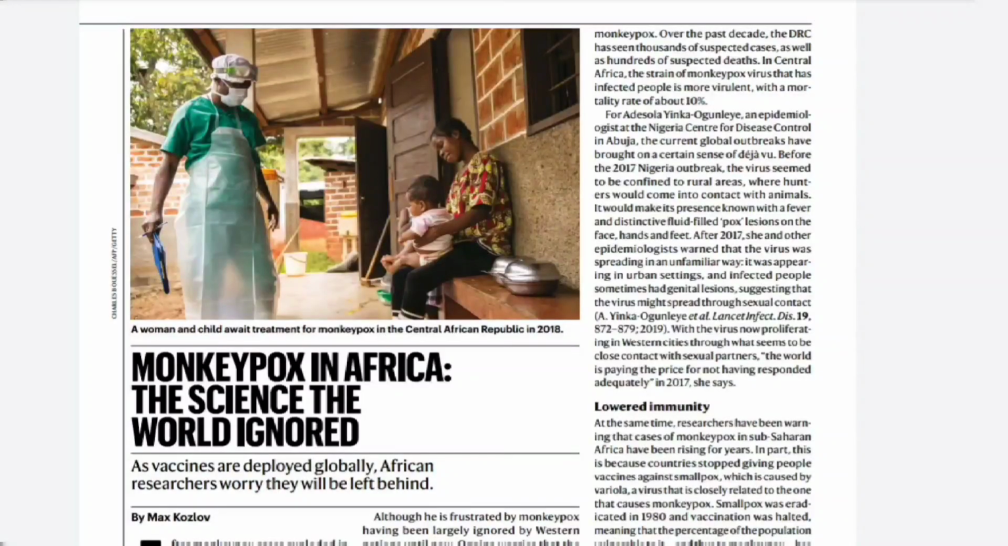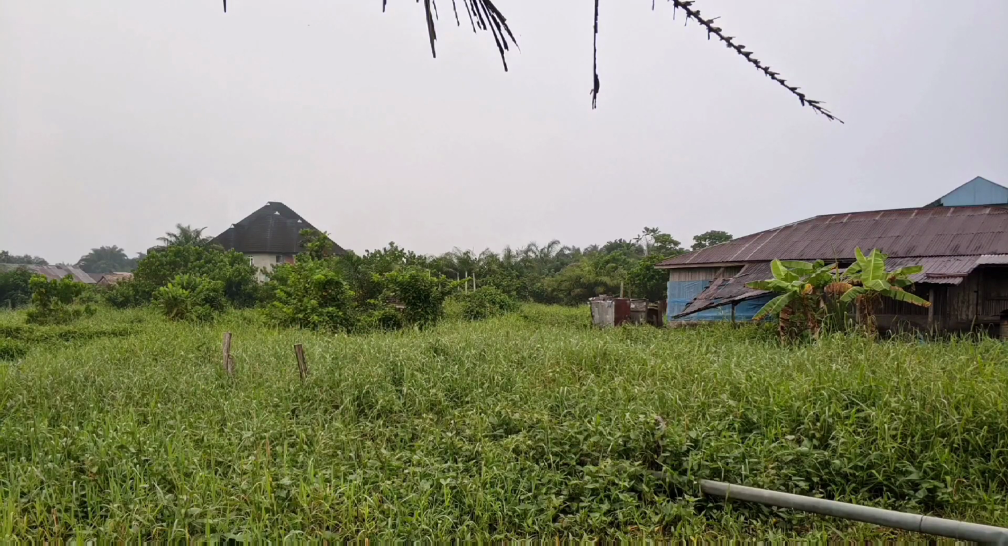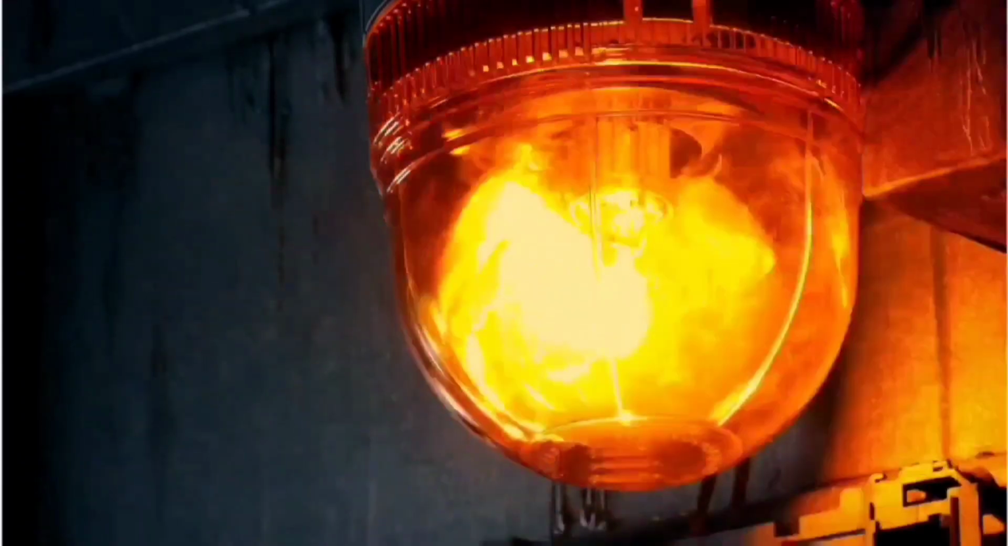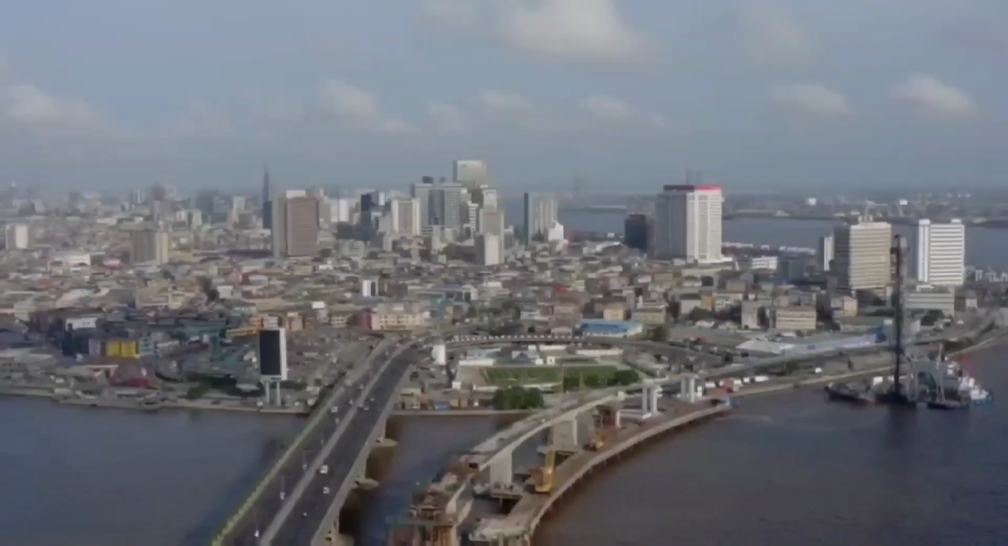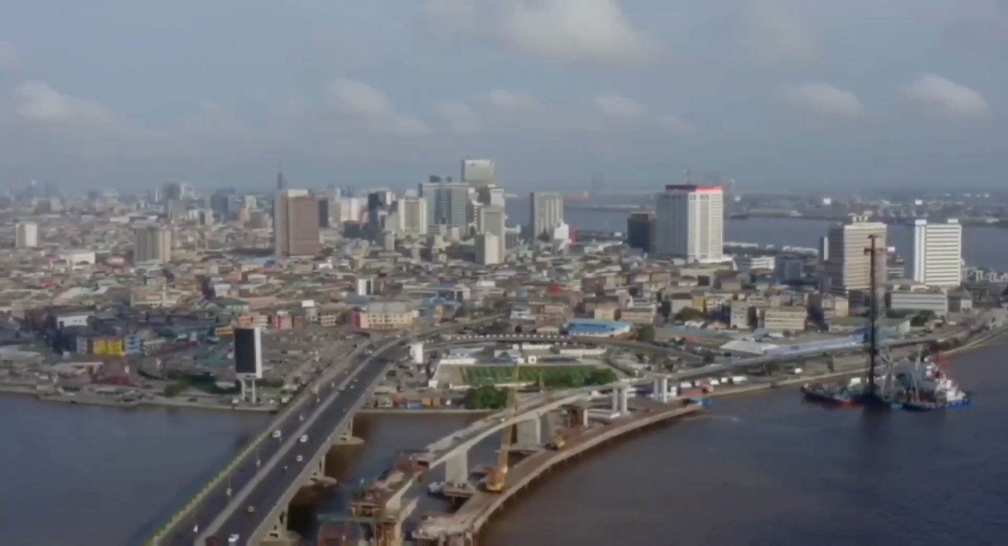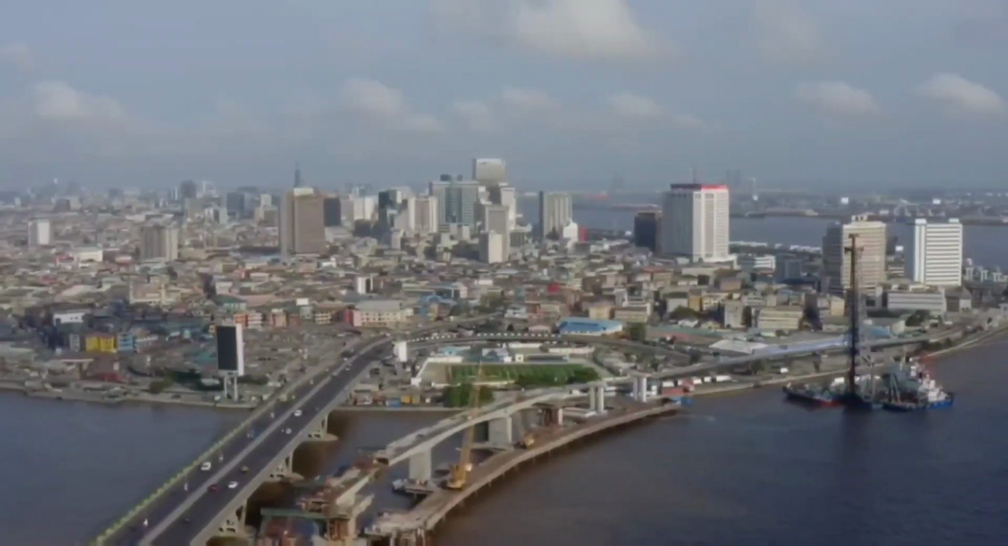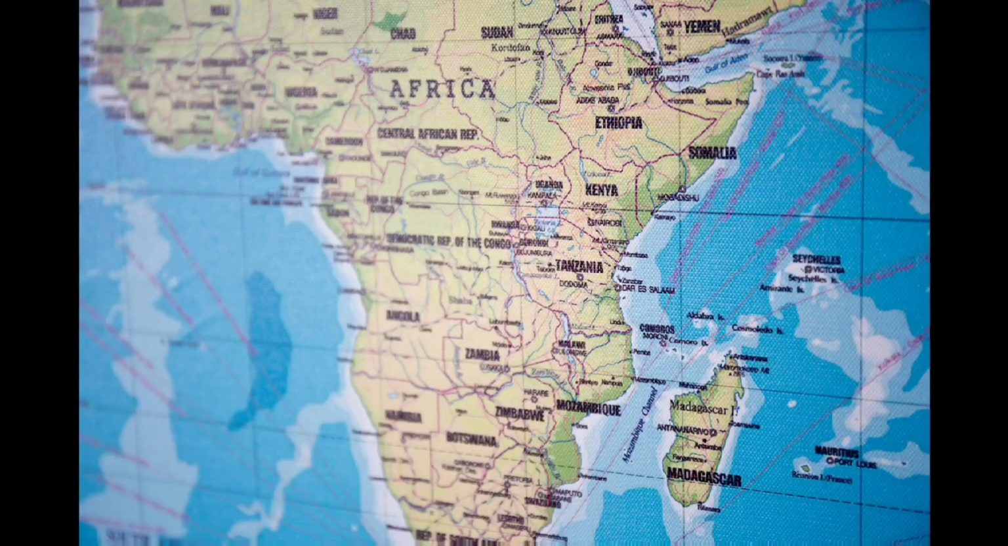Many scientists have said that the global north should have taken more notice of monkeypox and the advice of African epidemiologists. Before the 2017 outbreak in Nigeria, the virus seemed to be restricted to rural areas. However, after 2017, epidemiologists warned that the virus was spreading in an unusual way. It was appearing in urban areas and through close contact with sexual partners. Researchers also warned that cases of monkeypox were rising in sub-Saharan Africa.